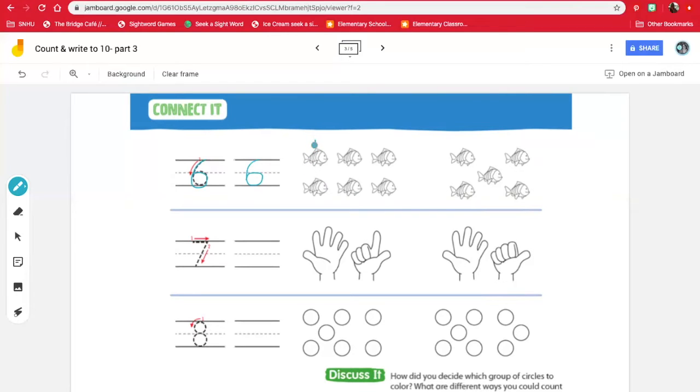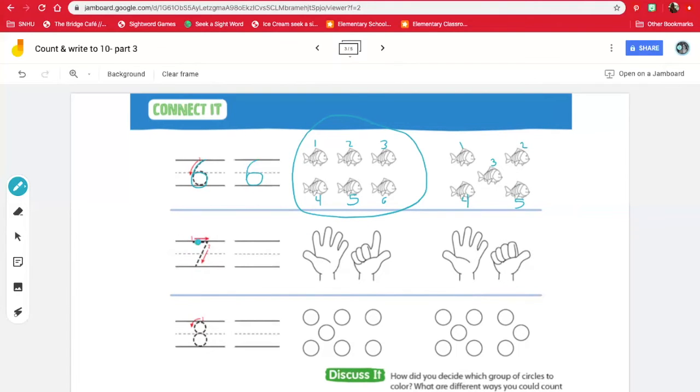Now I need to figure out how many show 6. Count with me. 1, 2, 3, 4, 5, 6. So this one shows 6. How many is in this picture? 1, 2, 3, 4, and 5. That one does not show 6. Let's move on to the next number.